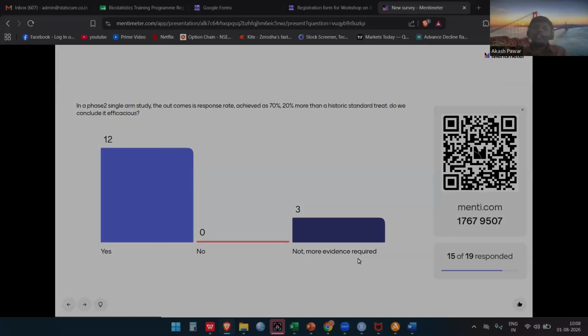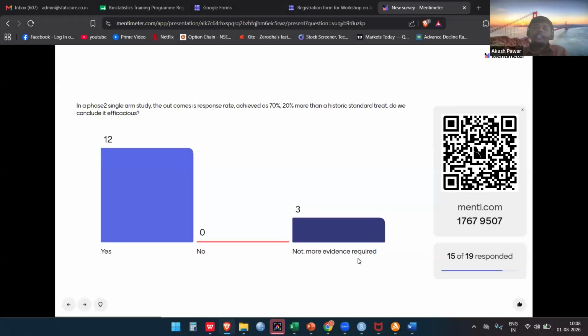But there are no results where we are actually comparing it in a presence of a control, right? Like an RCT or something, or a larger sample size in phase 3. So this alone cannot stand, but this can give a pathway that we can do a phase 3 study further and look for a two-arm comparison with the standard or the historic standard and estimate the efficacy. Okay, let's go to another.